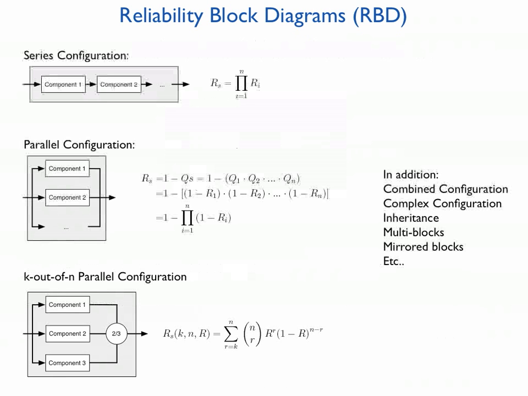Well, it looks pretty simple. However, it's just a very high-level understanding of reliability block diagrams, and there is much more complexity inside, like combined configuration, as you see in the previous slide, complex configuration, inheritance, multi-blocks, and so on. Nested blocks, when one component has a system inside and a reliability block diagram inside, and there can be several nested levels, and so on.